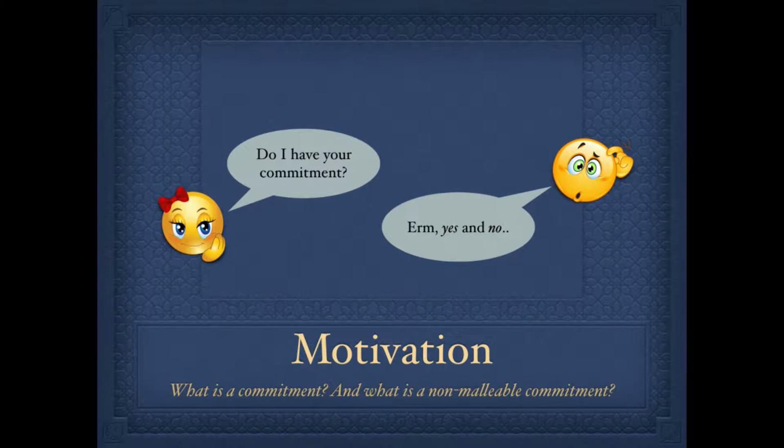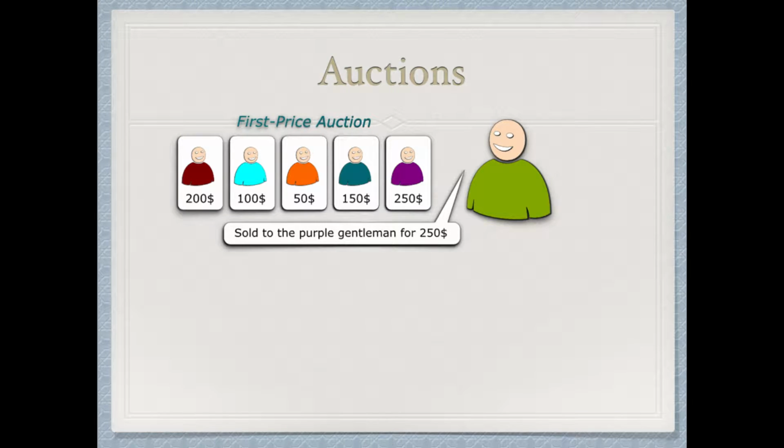Let me start by telling you what commitments are in general and what non-malleable commitments are. I'll not go into too many details unless somebody specifically asks for them. Consider the simple setting of auctions where there is a seller who has an item to sell and he wants to give it to the person who is willing to pay the highest for it. There are all these people that make all their bids, and the purple guy here is willing to pay $250. So obviously the green guy wants to make the maximum profits, so he decides to give it to the purple gentleman.